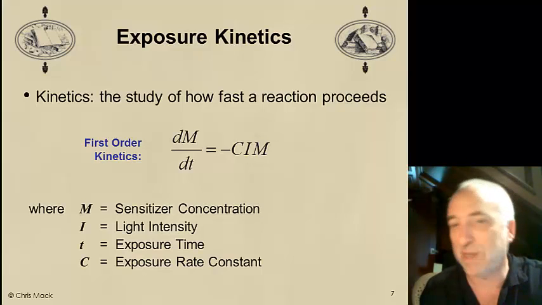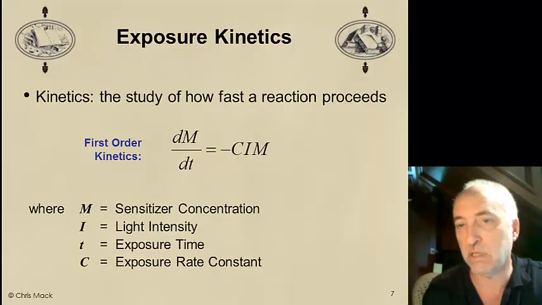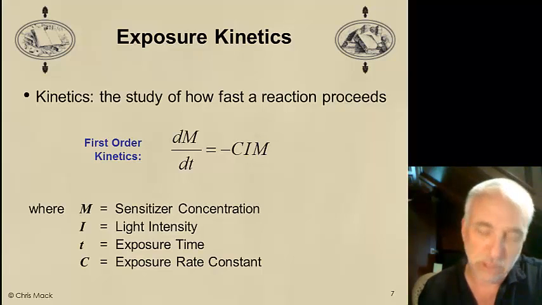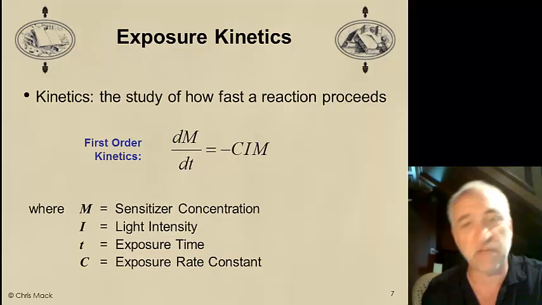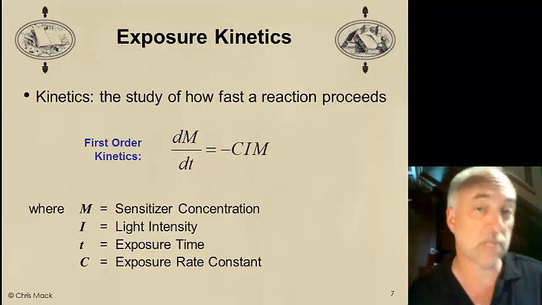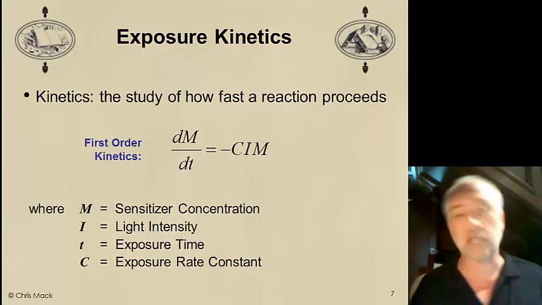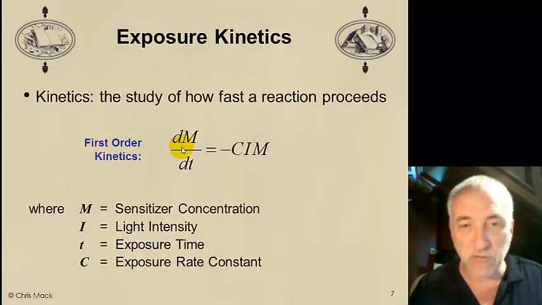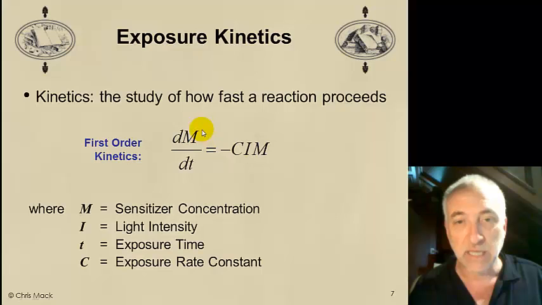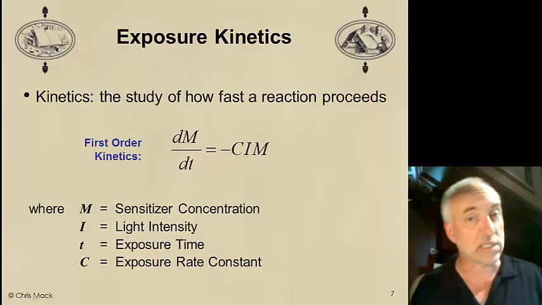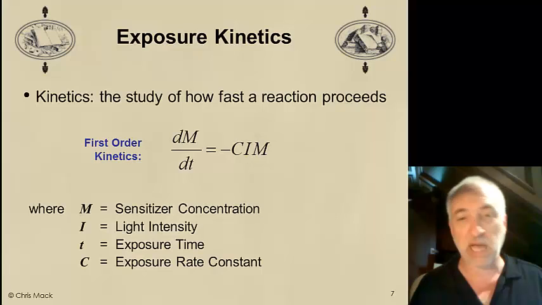Now let's try to quantify the magnitude of the effect. And we'll do that to start with by looking at the kinetics of exposure. How fast does the exposure reaction proceed? Kinetics is the study of how fast a chemical reaction proceeds, and we express the kinetics in terms of a rate. So dM/dt, M is the concentration of the sensitizer, and dM/dt is the rate at which sensitizer disappears upon exposure. As such, it will have a negative value because sensitizer is going away.